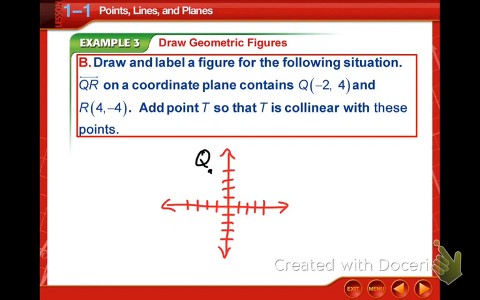And then we have point R. Point R is at 4, negative 4, so we're going to go to the right 4 and down 4. Down here for R, and we just connect them to form our line. And you can notice there is one more point. It says to add point T, so it's collinear with these points. So we can add T wherever we want to. There actually is a slope to this line. My graph's a little bit off, but that's just because I hand drew it. But it's right there on the x-axis at 1, 0. There's T for us. All right?